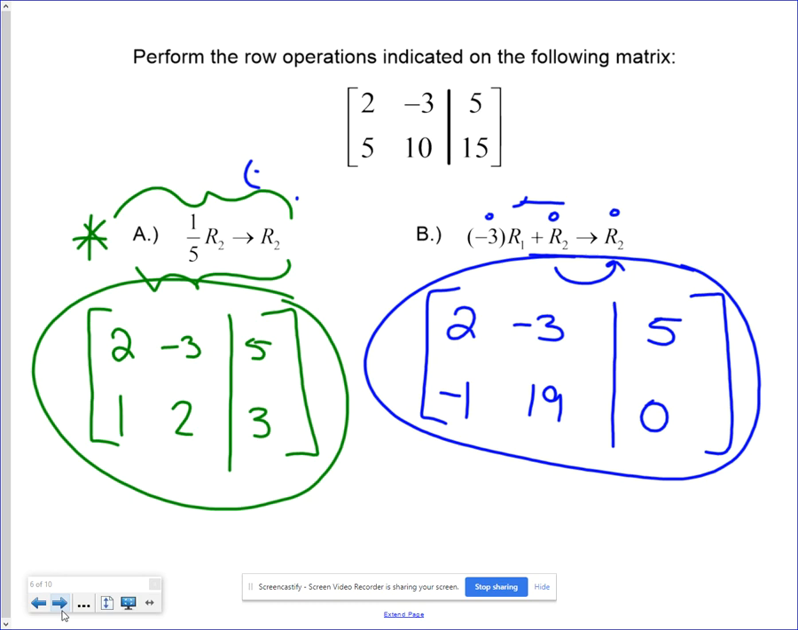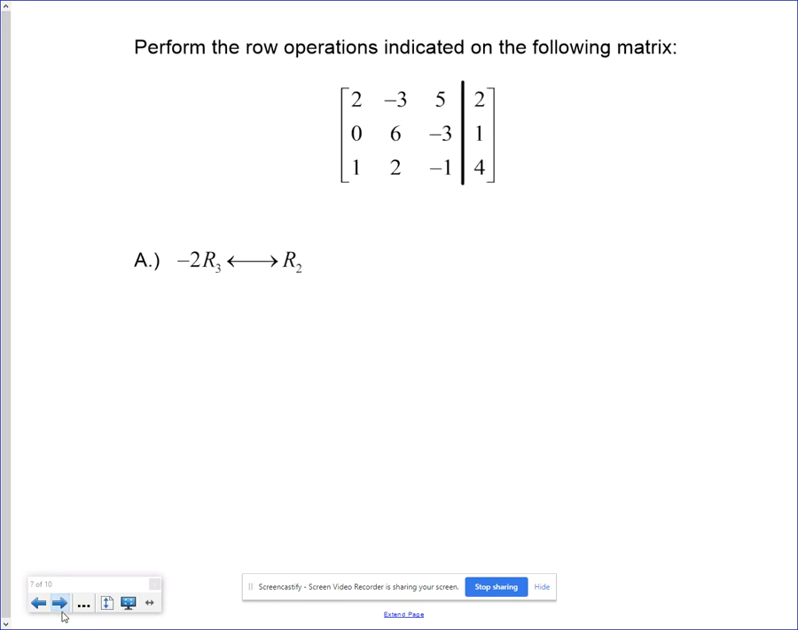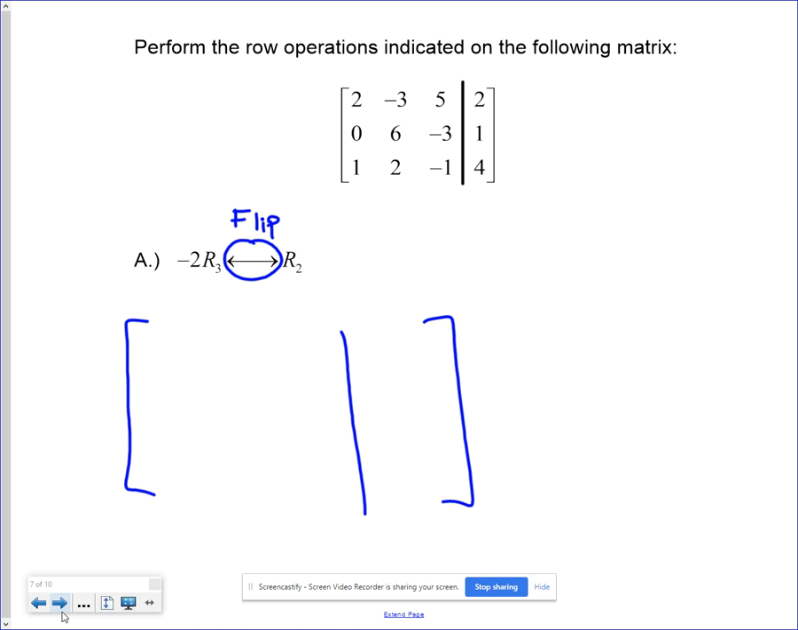All right, let's do one last example. So here is my augmented matrix. This one has a double arrow. Remember, the double arrow means flip. So let's bring down our matrix here. Let's figure out what I'm changing. I'm flipping row 3 with row 2. But I'm going to take -2 times row 3 first, and then flip that with row 2.